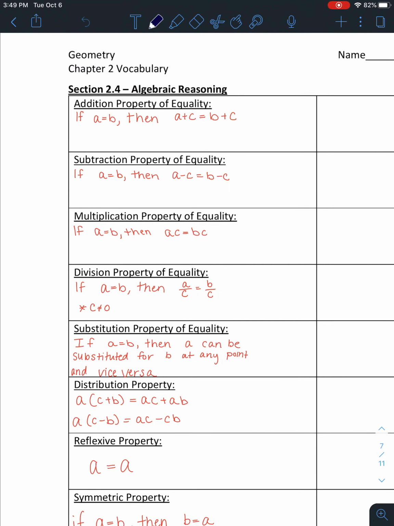All right, this is section 2.4, algebraic reasoning. This one should be kind of in your wheelhouse and a nice one to take a break from all of the vocabulary. So let's talk about it.